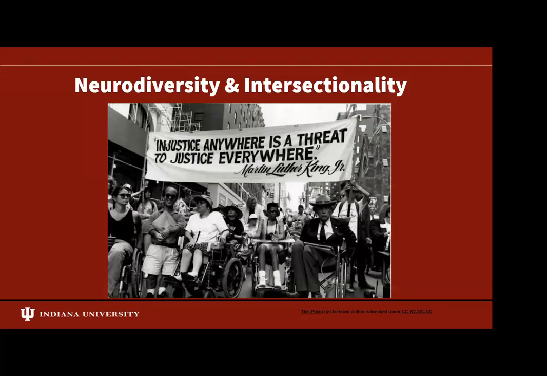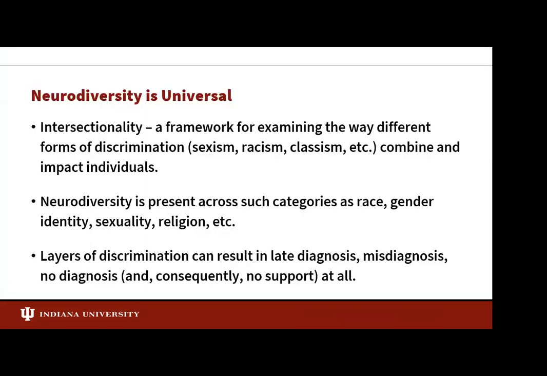We also think that it's very important when you're talking about neurodiversity to also address intersectionality, because neurodiversity is universal. In order to really understand both, advocacy must include intersectional perspectives. Next slide. So intersectionality is a framework for understanding how the different forms of discrimination, say it's sexism or racism or classism, combine and impact individuals.